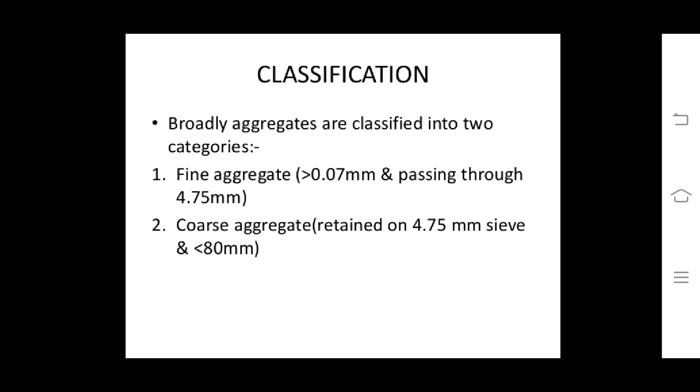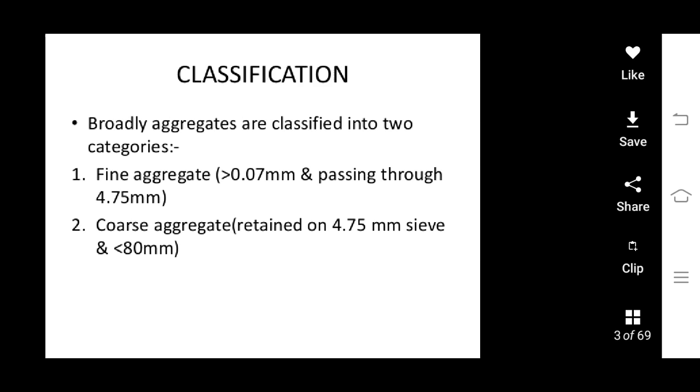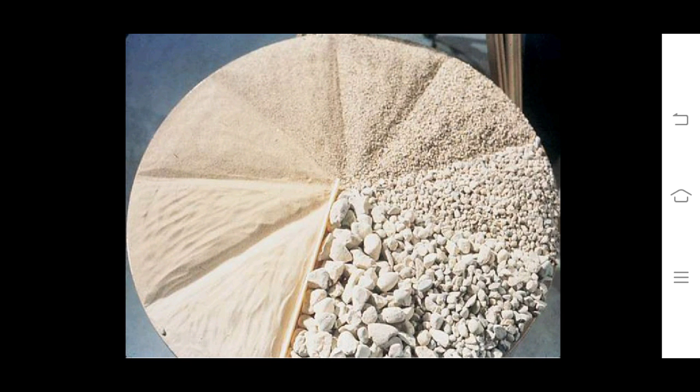Classification of aggregates. Aggregates are broadly classified as fine aggregates, the aggregates having size larger than 0.07 mm and passing through a sieve of 4.75 mm. And the next type is coarse aggregate, the aggregates retained on the 4.75 mm sieve and less than 80 mm. This image shows the various grades of aggregates.